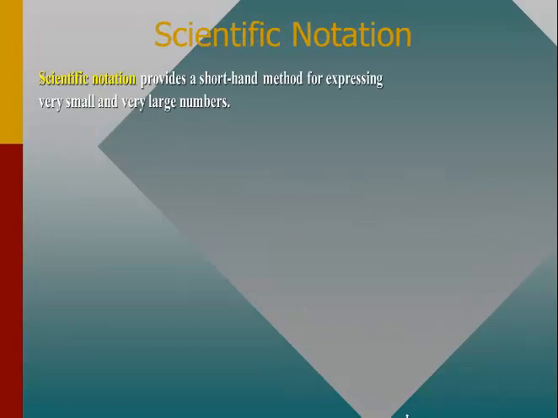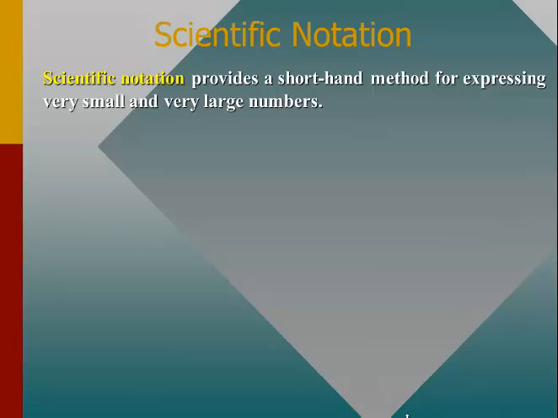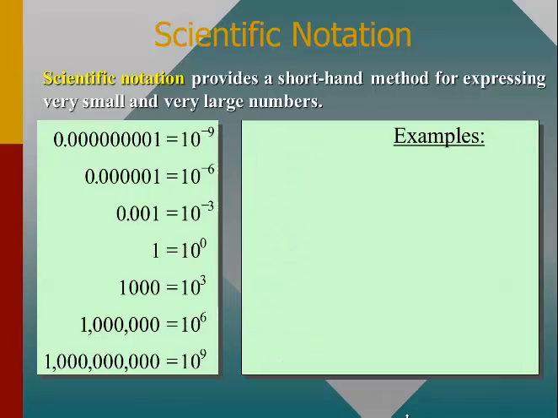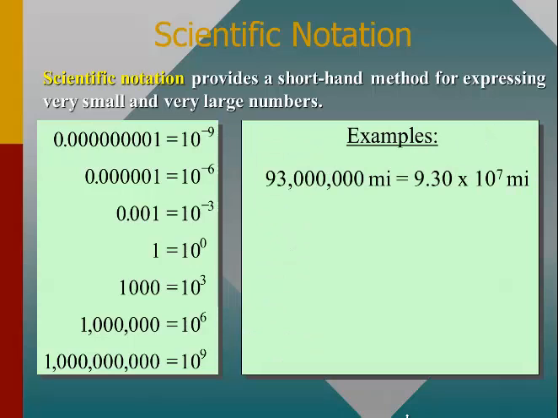Okay, our final topic is another one that should be familiar to you, and that is scientific notation, the way to make really big numbers and really small numbers more readable and more practical to record. So here we have some really small numbers and some really big numbers, and you can see that when we use the power of 10, we can get much more compact ways of writing them. All right, here's some examples. 93 million miles happens to be the distance between the Earth and the Sun. We can write that with a lot less digits.